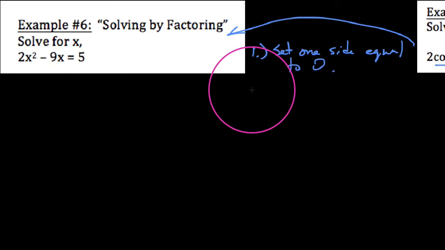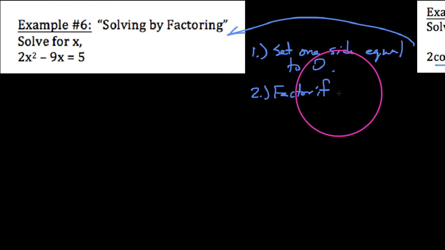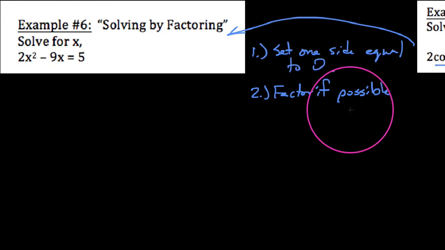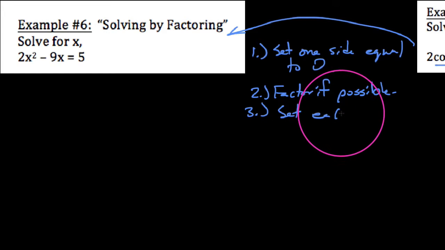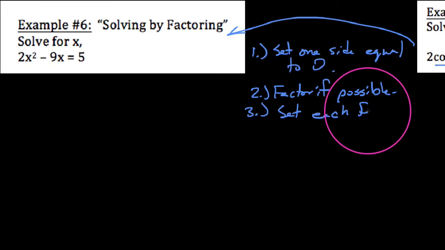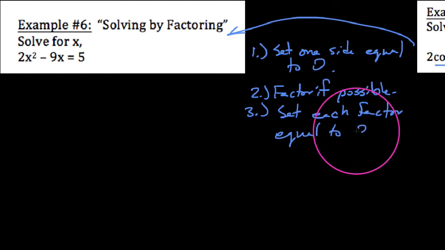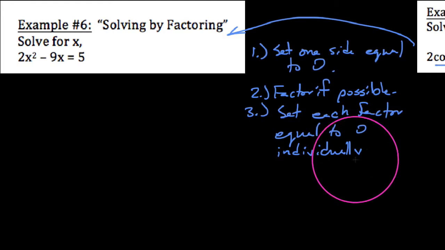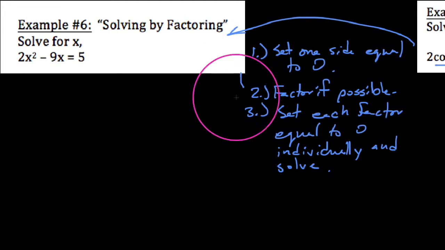So set one side equal to 0, then factor if possible. It's not always possible to factor; we'll look at an impossible case in the next video. Then set each factor equal to 0 individually and solve, just like we normally do. I apologize, this is not very easy to write on. So these are the steps we take when we solve by factoring.